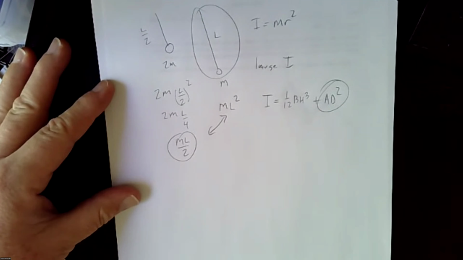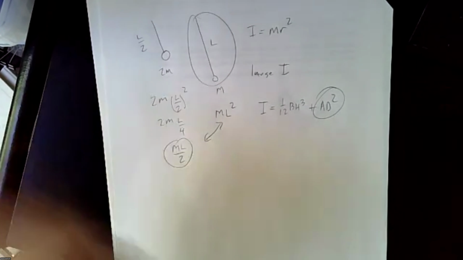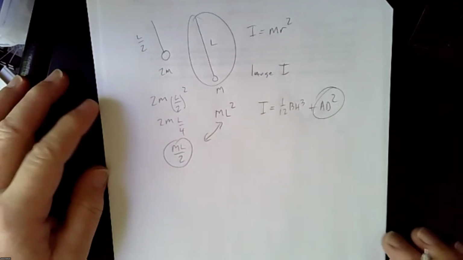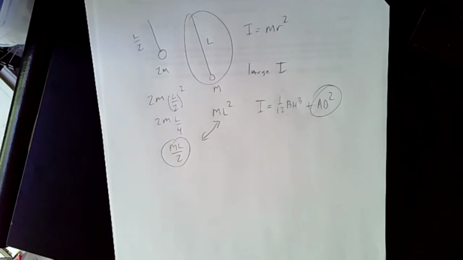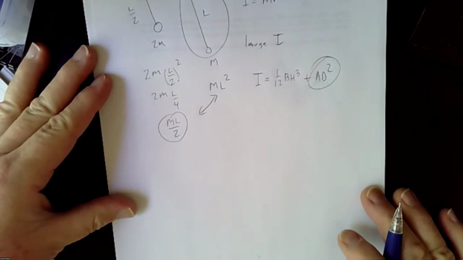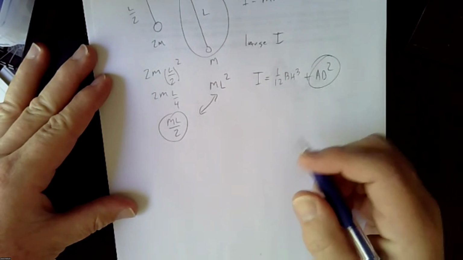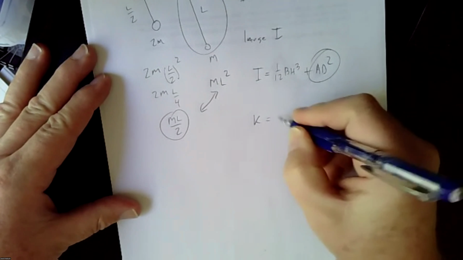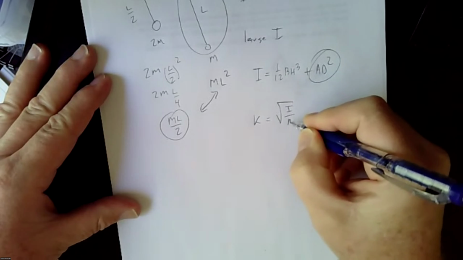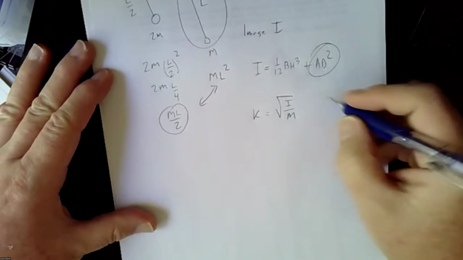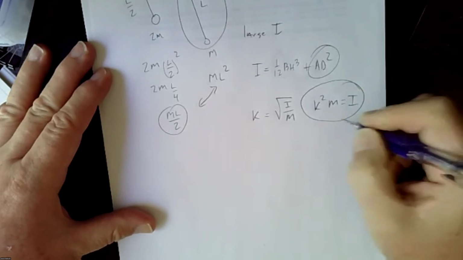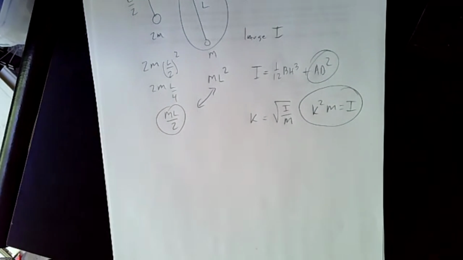Okay, so that says that, and it's not something that we're going to derive each time. We'll have a table of values for it, and oftentimes we'll use this relationship of the radius of gyration, which says that k equals the square root of I over m. Or you can write that as k squared times m equals I. So this will be coming back in some of the problems that we'll do.